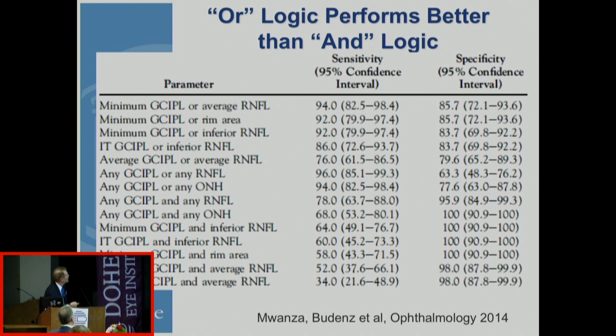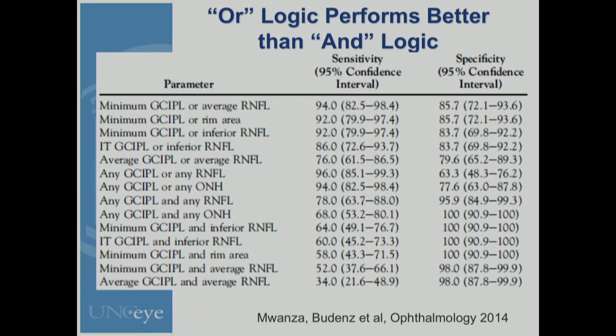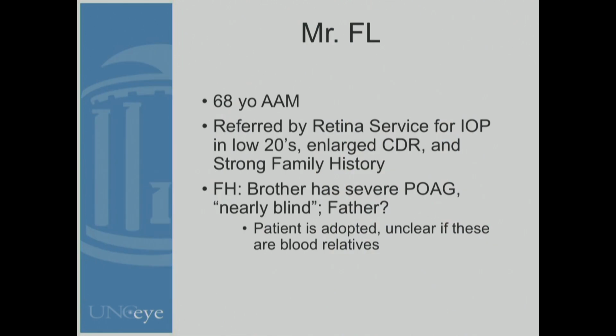But if you start using AND parameters, it's 96% and 63%. So it's very difficult to actually use this kind of information on the fly in your clinic to decide whether this combination of abnormalities actually represents glaucoma or not. So here's an example of a confusing case.